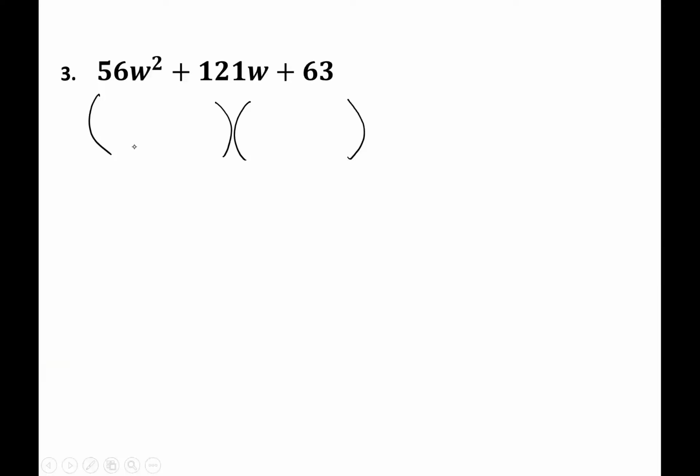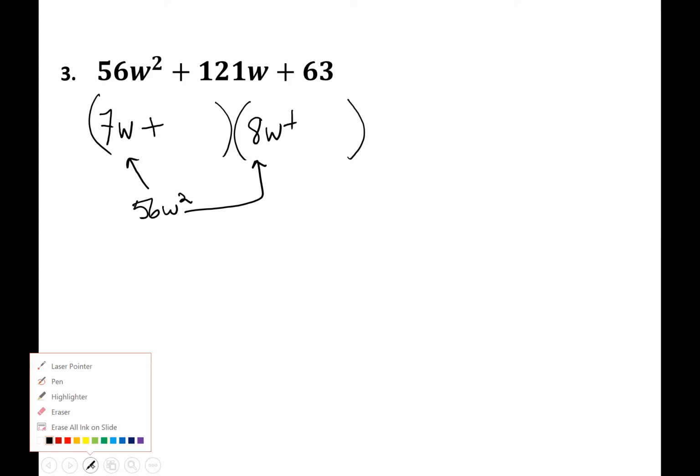All right, so let's focus on the first terms. The first terms need to multiply to 56w squared. Well, the first things I'm thinking of that multiply to 56 are 7 times 8. So I'm going to try that, 7w and 8w for my first terms. And hey, look, everything's positive in this problem. Thank goodness. So let's put some plus signs. So 7w plus something times 8w plus something.